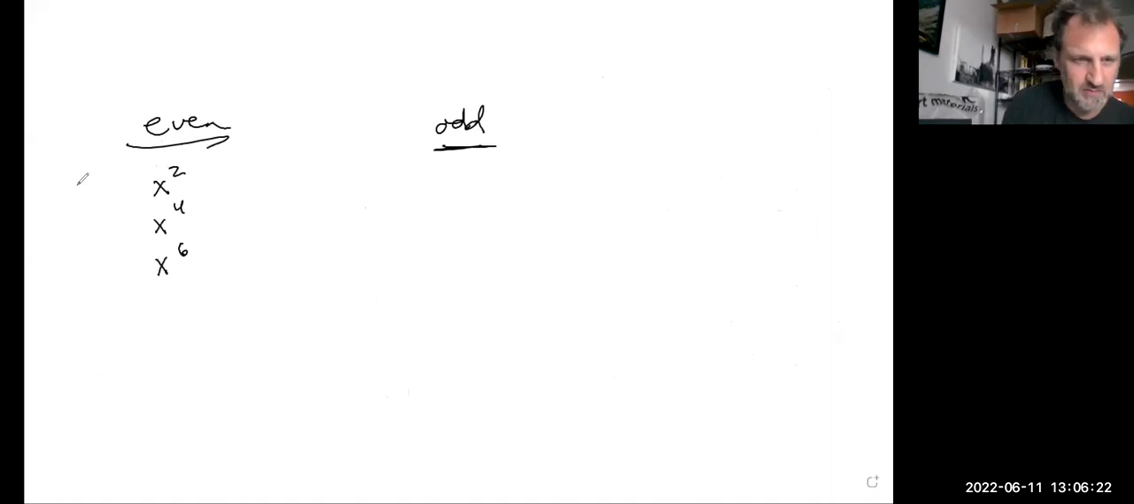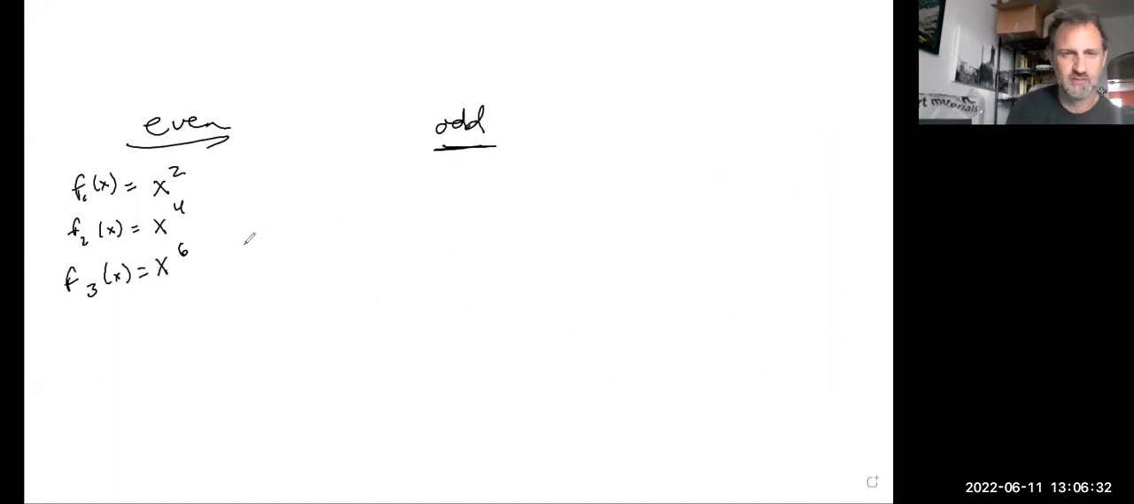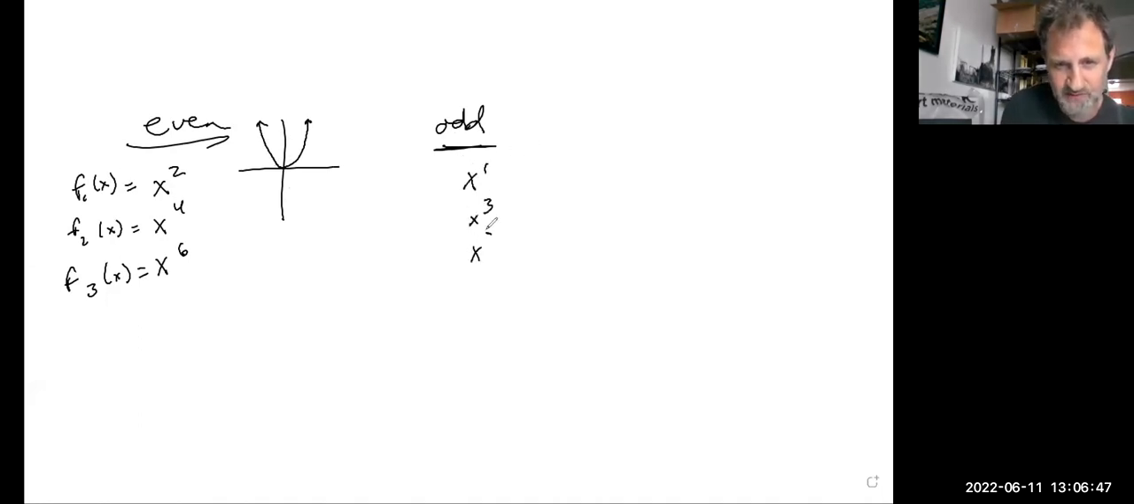These functions, subscripts, so I can just keep using f over and over again, are all even, right? So they all look like basically the same thing. It's just a little bit flatter. When you start to do x to the 4th, x to the 6th, it gets flatter. Odd functions, x to the 1, x to the 3rd, x to the 5th, these are odd powers.